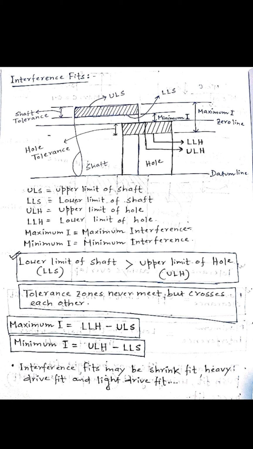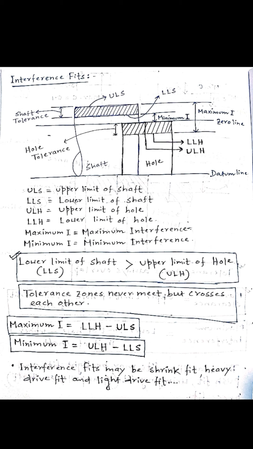Today we will discuss interference fits. The diagram for interference fits is shown here. The upper limit of shaft and lower limit of shaft are abbreviated as ULS and LLS respectively, and the upper limit of hole and the lower limit of hole are abbreviated as ULH and LLH respectively. Maximum I represents the maximum interference and minimum I represents the minimum interference.